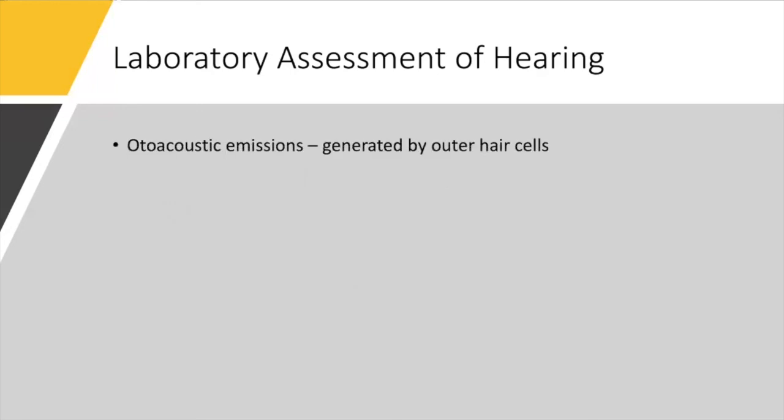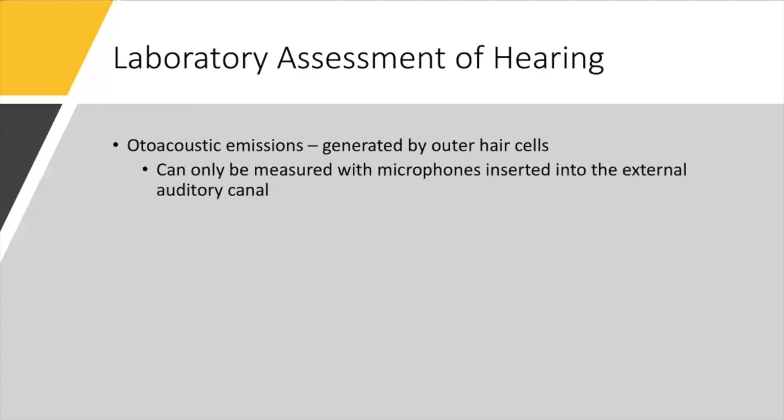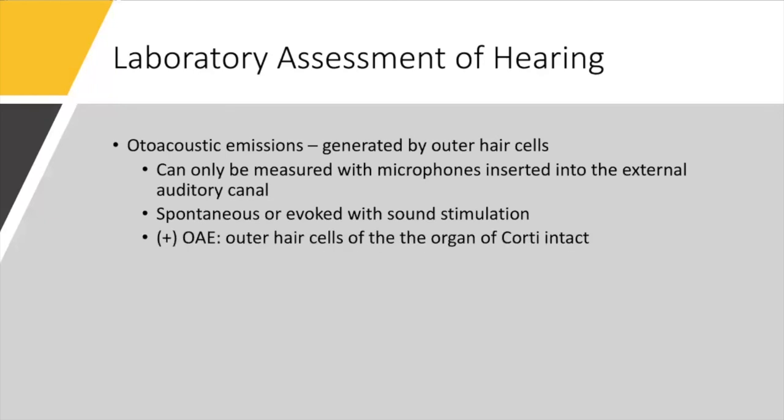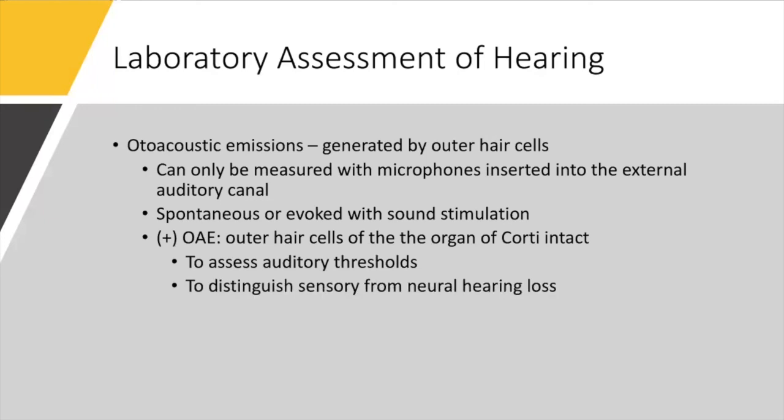Otoacoustic emissions are generated by outer hair cells and can only be measured with microphones inserted into the external auditory canal. The emissions may be spontaneous or evoked with sound stimulation. The presence of OAEs indicates that the outer hair cells of the organ of Corti are intact and can be used to assess auditory thresholds and to distinguish sensory from neural hearing loss.